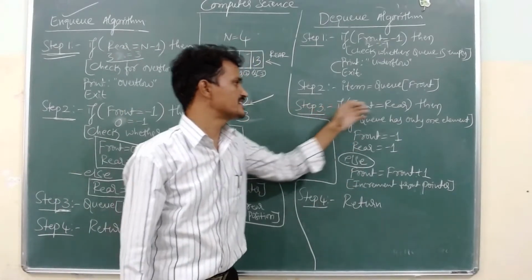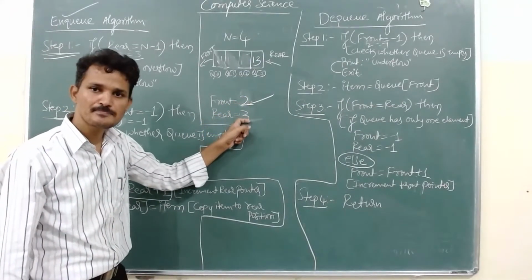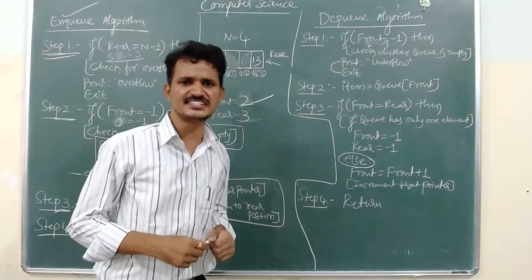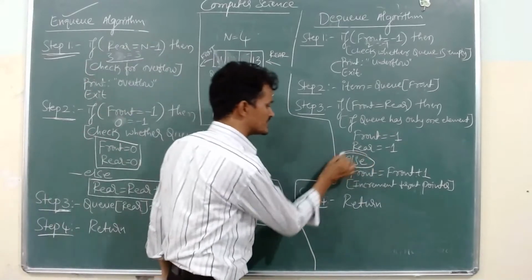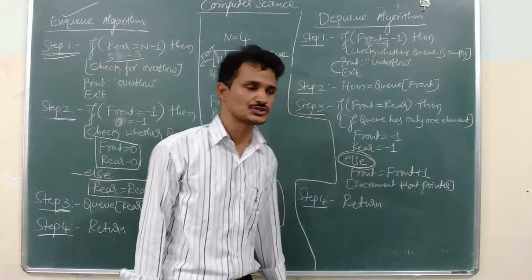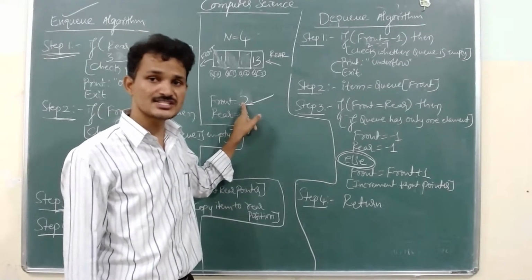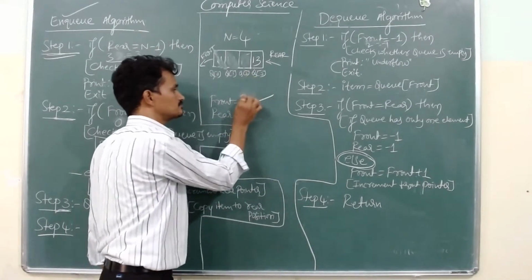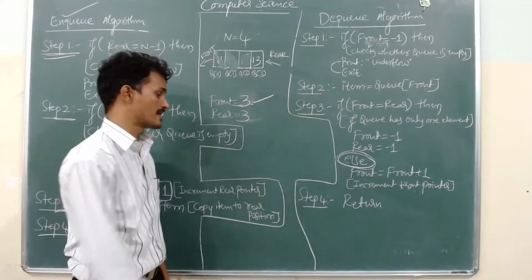So step 3, if front is equal to rear, what is the value of front? 2. 2 is equal to 3? Condition false. 2 is not equal to 3. Condition false means I am going to execute the else block. That is front equal to front plus 1. So what is the value of front? 2. 2 plus 1 is 3. 3 is assigned to front. Next, we increment the front pointer. Just now we incremented it. Step 4, return.